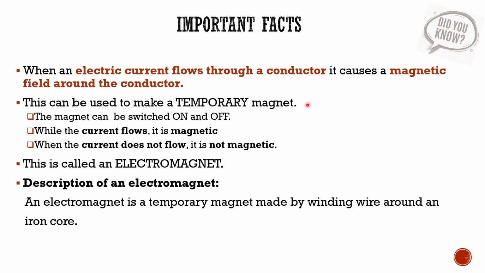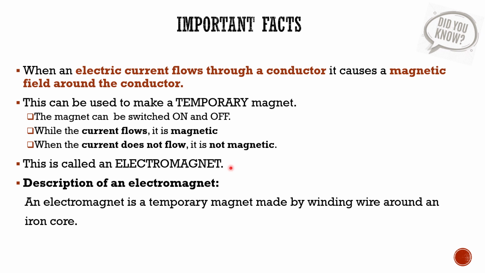And now these days we can use this to make a temporary magnet. So that means we can switch the magnet on and off. While the current flows, the magnet is magnetic, but when the current doesn't flow, the magnet is not magnetic.